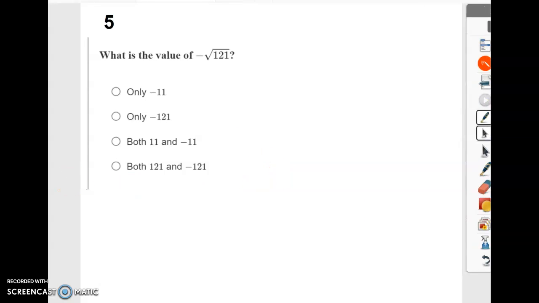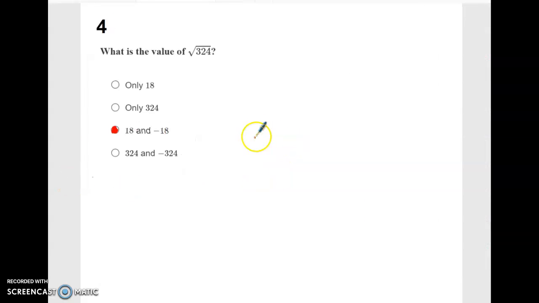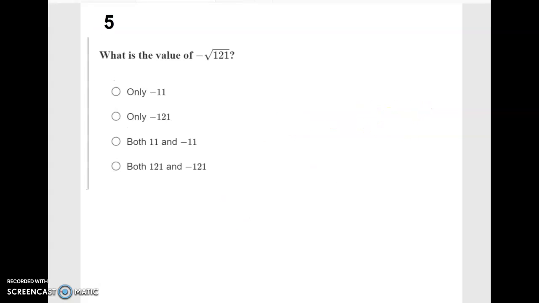Number 5. Actually, before we do number 5, the answer should be: the square root of 324 equals plus or minus 18. That is what you need to write.